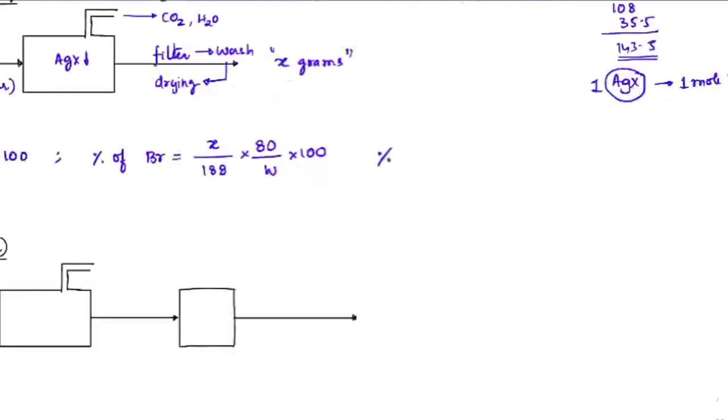Similarly, percentage of iodine will be 127 x divided by molar mass, which is 234, that is 108 plus 127, multiplied by 127. This will give the weight of iodine divided by W, which gives the fraction of iodine, multiplied by 100, the percentage of iodine.